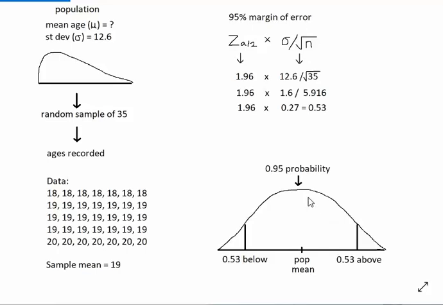When the sampling distribution is normal, like it is right here, then the sample mean is likely to come out to something around the population mean, and it's unlikely to come out to a number too far to the left or too far to the right of the population mean.